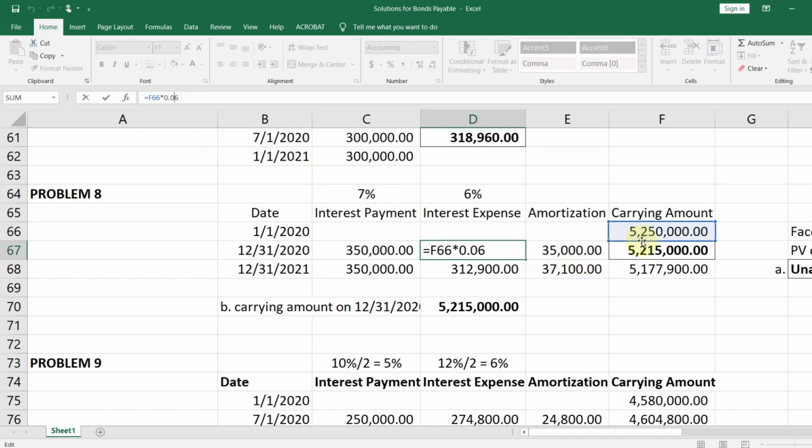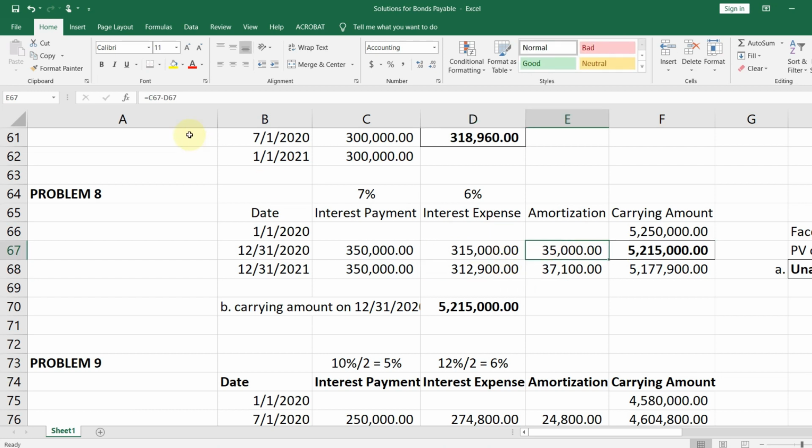So, let's look at the interest payment for 12/31/2020. You have 5,250 times 6%. You'll get 315,000. Amortization, okay, you just deduct 350 interest payment less interest expense na 315, you'll get amortization of 35,000. Okay? Because ito ay premium, papuntang 5 million siya. So, 5,250, okay, less 35,000, you'll get a carrying amount of 5,215,000.